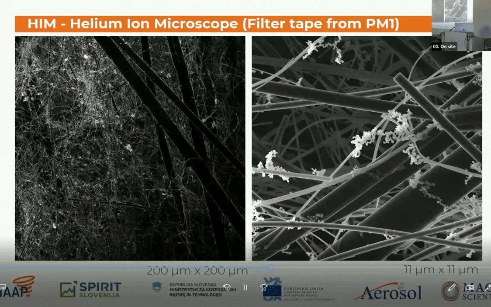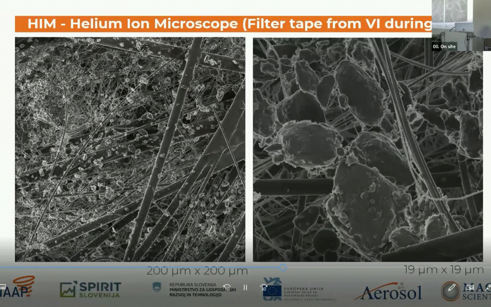We also investigated filters collected during our campaign in more detail with a helium-ion microscope. First, we prepared the helium microscopic images for the filter tape from the instrument with the PM1 inlet. On both pictures, we can see a lot of microfibers, which is actually the structure of our filters. On the right zoomed image, the microstructure of black carbon can also be nicely observed. On the second slide, the helium microscopic images are shown for the filter tape from the instrument with the VI inlet.